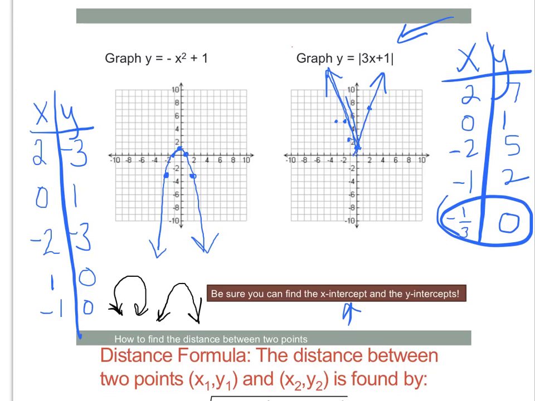Okay, so see if you can find the x and the y-intercepts too. Remember, you find the x-intercept by putting a 0 in for y. You find the y-intercept by putting a 0 in for x. Okay, I'm going to let you do a couple problems now.